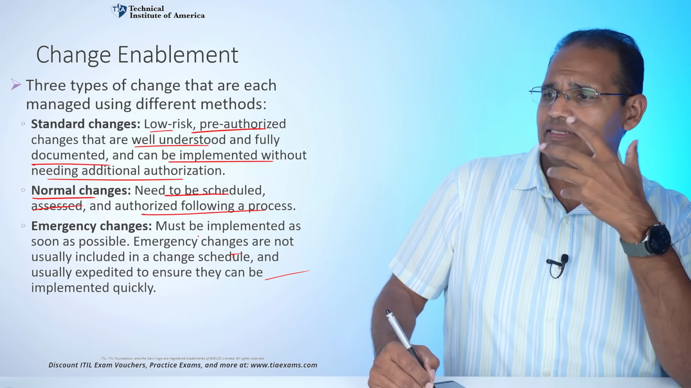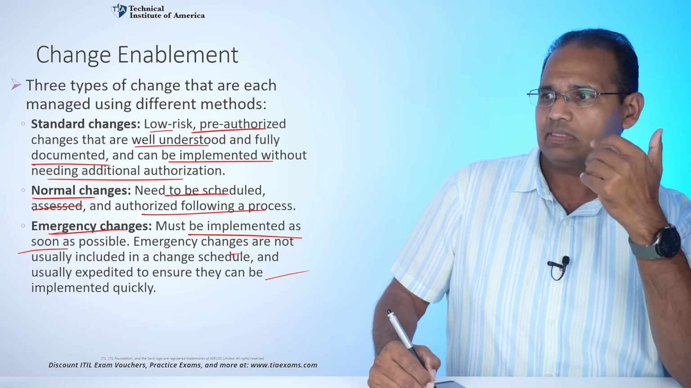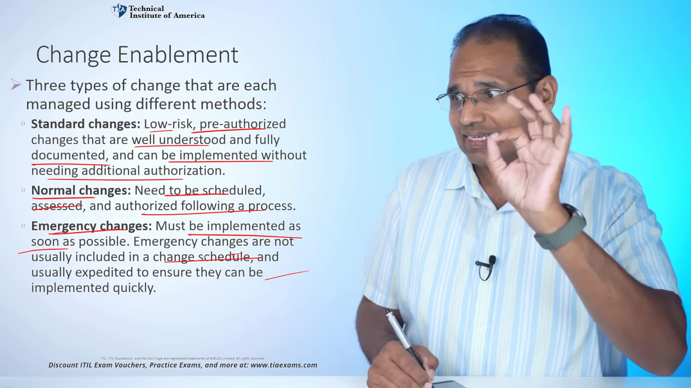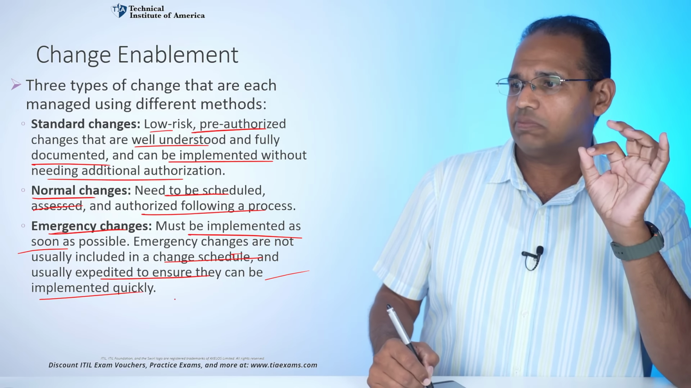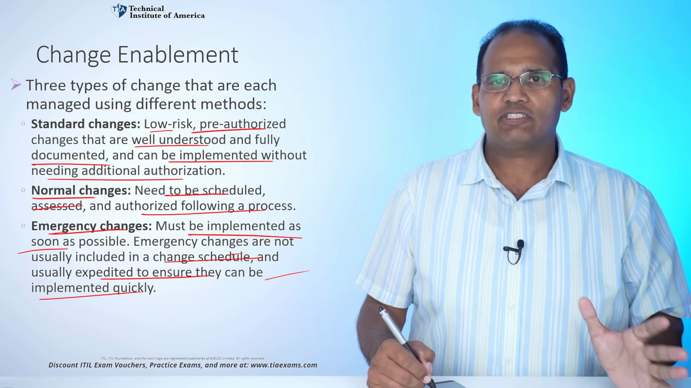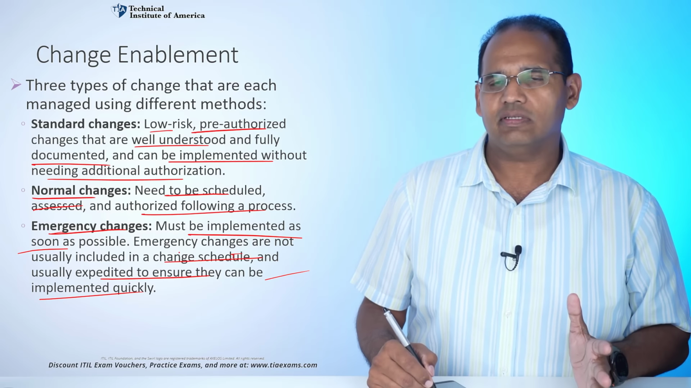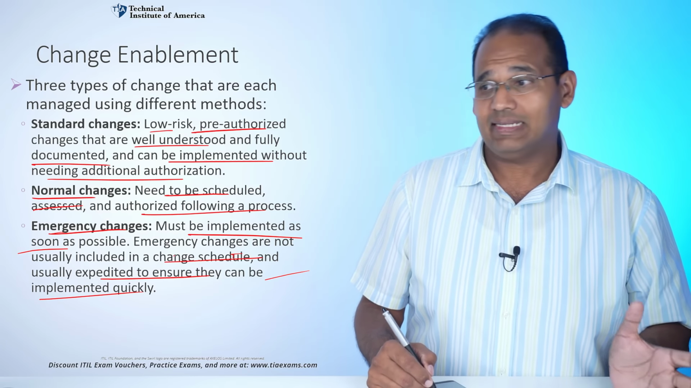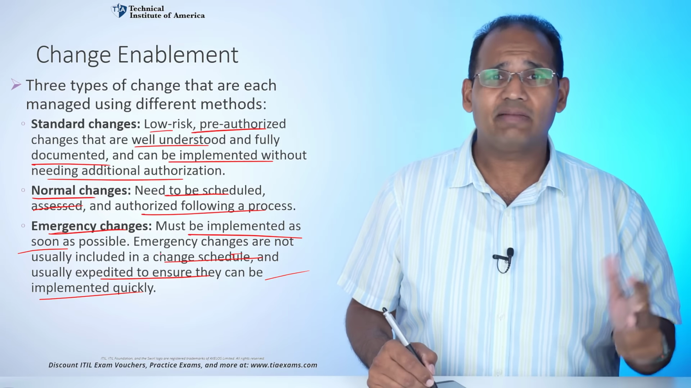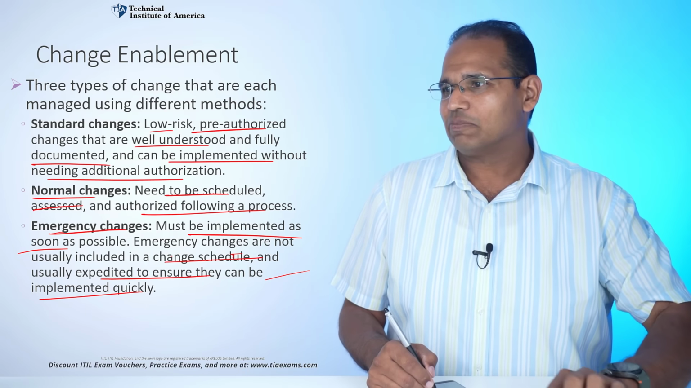The other kind of change, which we've been dealing with a lot lately here at TIA, is emergency changes. This must be implemented as soon as possible. Emergency changes are not usually included in the change schedule. Why? Because we probably didn't even know about it, but it must get done and usually expedited to ensure it can be implemented quickly. This is when Microsoft pushes out an emergency patch to Windows Server on Thursday night at 12 o'clock because there's a hole in the operating system that allows people to just take control of it. And you got to install it right away. If not, you have a massive vulnerability. It's something that you didn't predict, something you didn't know about, and you just came to learn about it at 12:01 on a Thursday night. Even worse, a Friday night. So those are emergency changes.